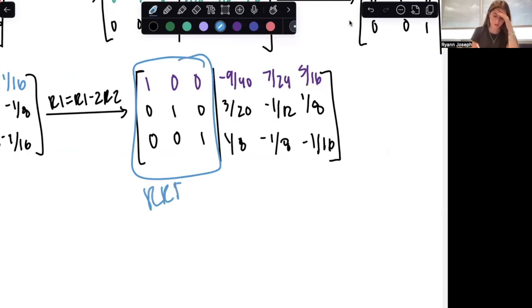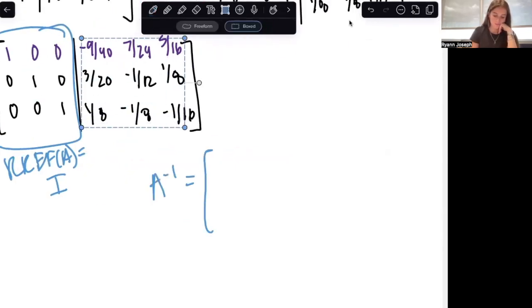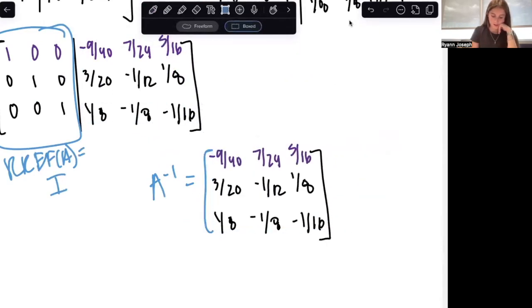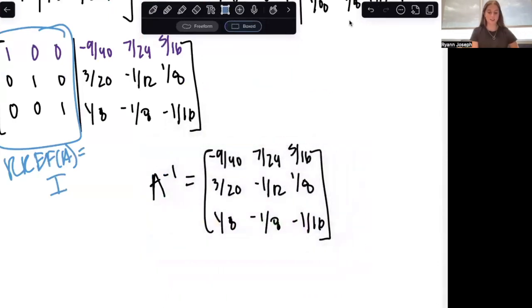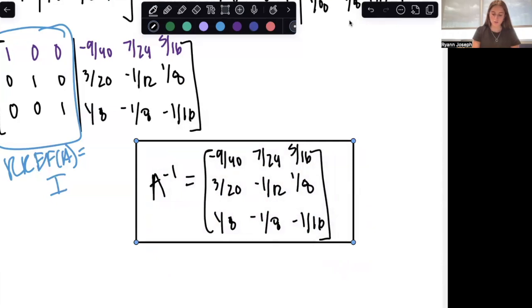matrix, so the reduced row echelon form of A being the identity matrix means that A is invertible, and the inverse of A is this. Looking at this, it's a really gross matrix, I would say. It has a lot of fractions, it's really ugly, has a lot of negatives. The matrices that you will probably get when you solve for them are not going to be this gross, but it shows you how meticulous you need to be to solve for the inverses of these matrices.